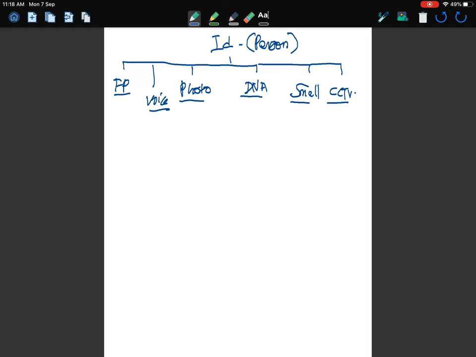Right? There are so many other forms of identification, but the one that we are going to discuss here is going to be only this part. This discussion you can also find in the book.